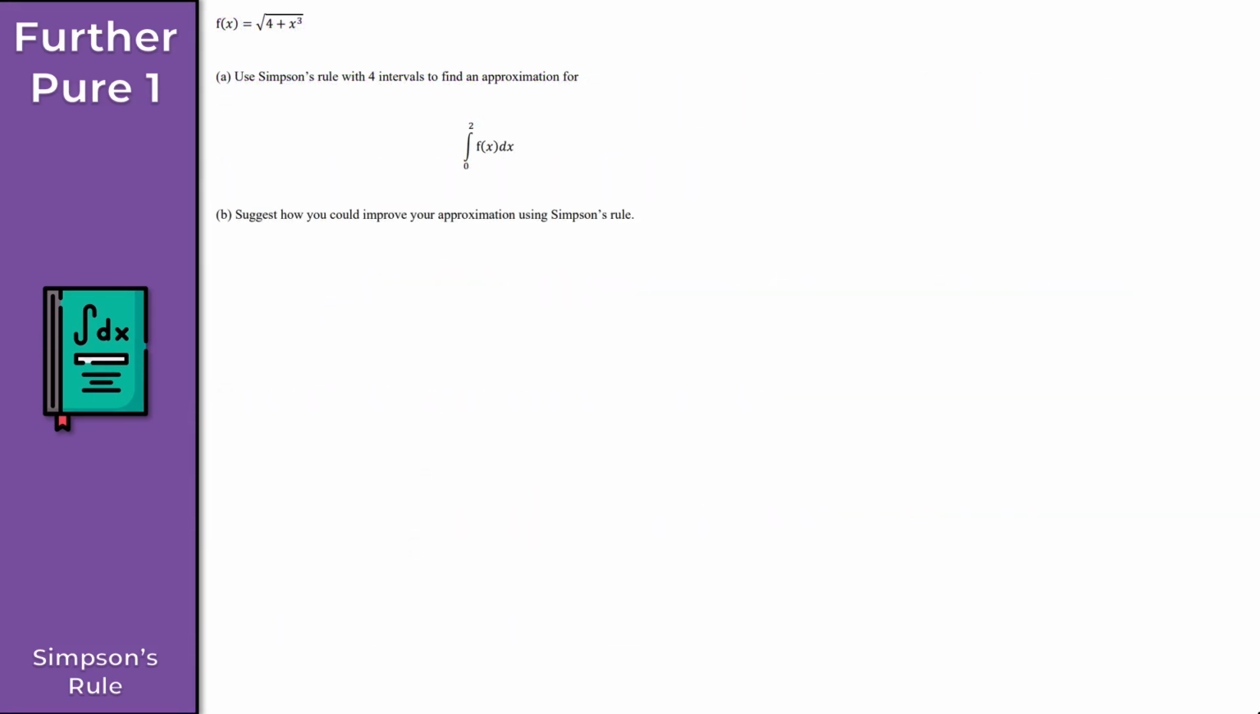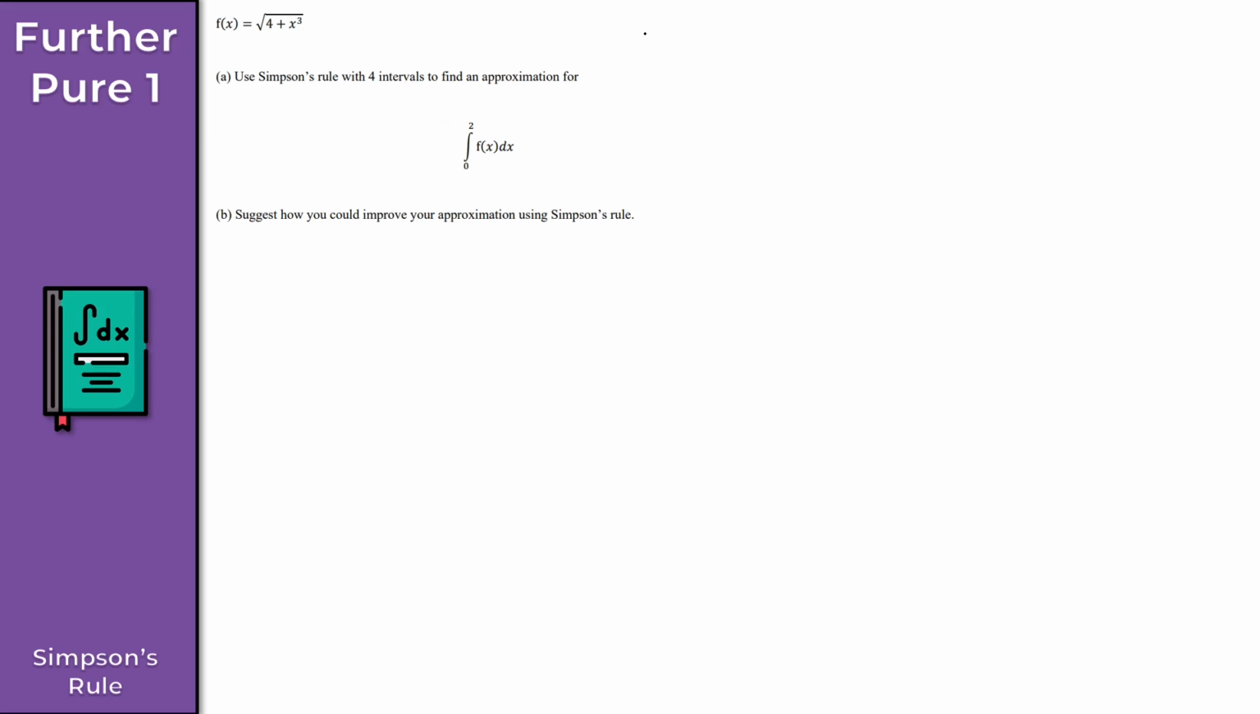Let's get started with this one practice question for Simpson's rule. Straight away, we can see we're given this function f, so f of x equals the square root of 4 plus x cubed. For the first part of this question, part A, it says use Simpson's rule with 4 intervals to find an approximation for the integral of f of x with respect to x from 0 to 2.